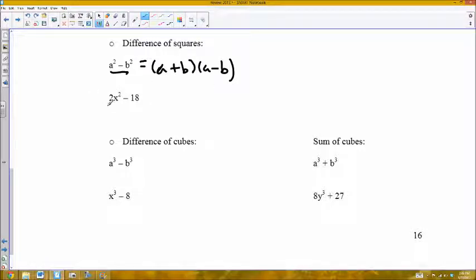So for this example, first, remember, always check for a GCF. So there's a GCF of 2, and I'm left with x squared minus 9. And x squared is a perfect square, and 9 is a perfect square. So this will factor further. So I have my greatest common factor, which is 2. Then it'll be x plus 3, x minus 3. Okay, so that's using my difference of squares pattern. So it saves a little bit of time, so you don't have to go through that whole sum product value.